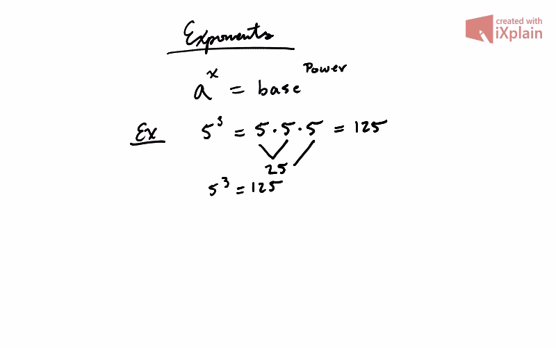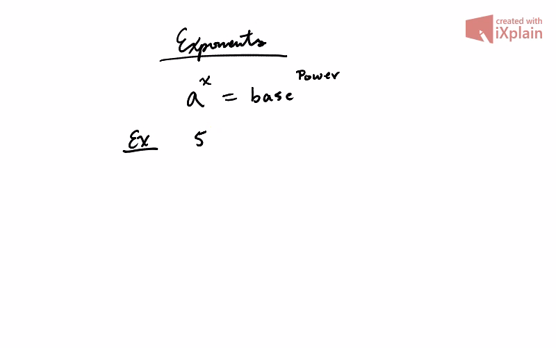Let's do another example. Okay, so if you're starting to understand that it's just a repetitive multiplication that occurs, you'd be right. Okay, let's do 5 to the 5th power. 5 to the 5th power is the same thing as 5 times 5 times 5 times 5 times 5.